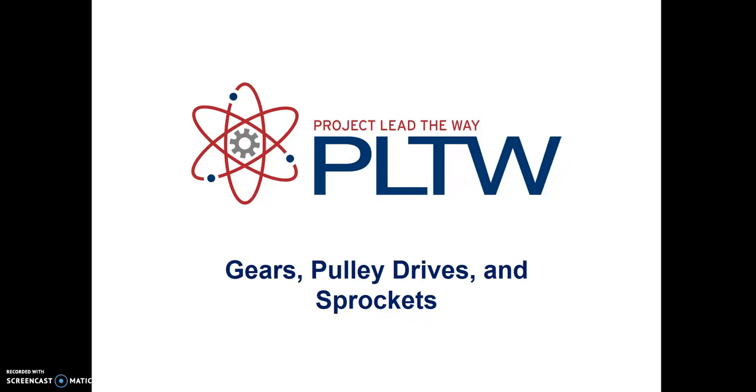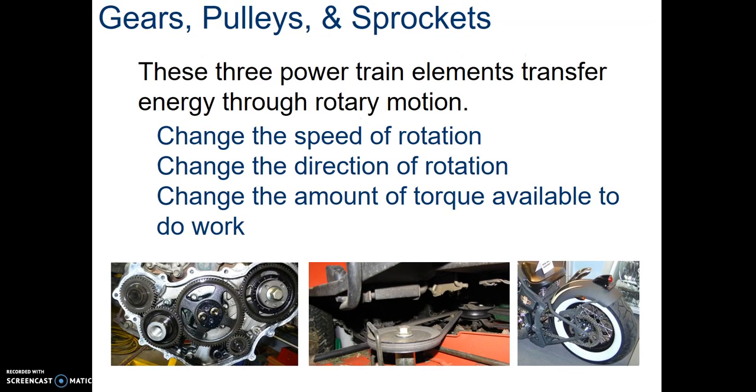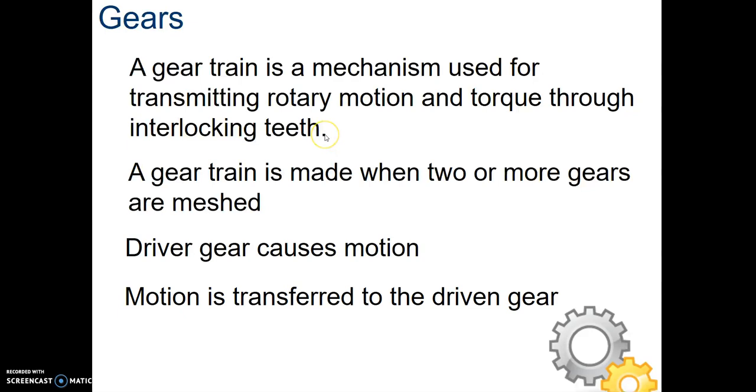So today we're going to talk about gears, pulley drives, and sprockets. These three powertrain elements transfer energy through rotary motion. They change the speed of the rotations, they change the directions, and they change the amount of torque available to do the work itself.